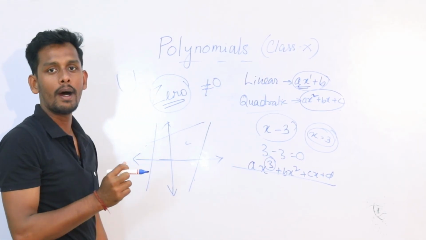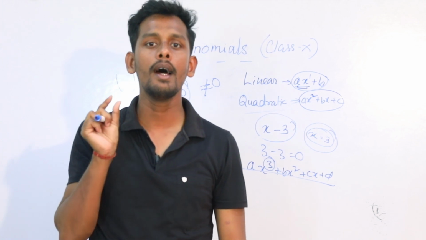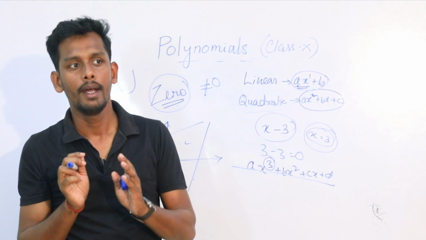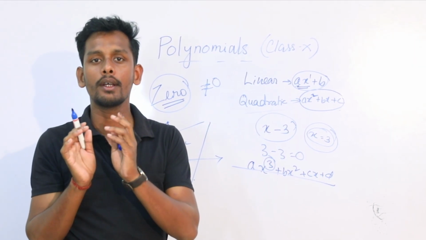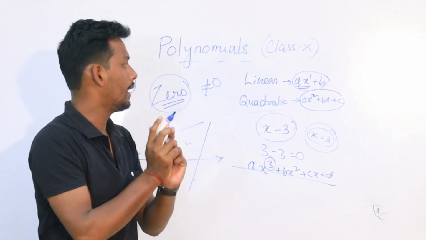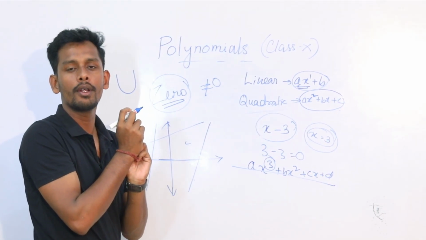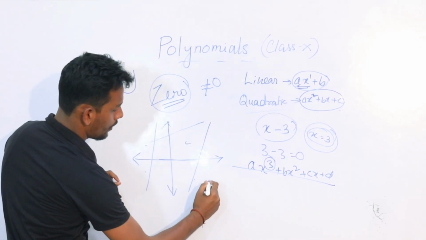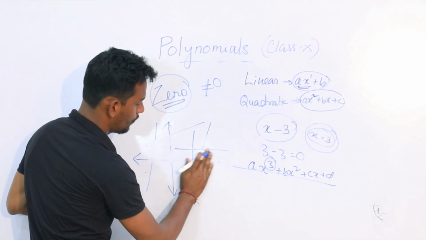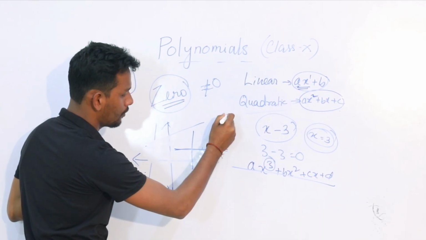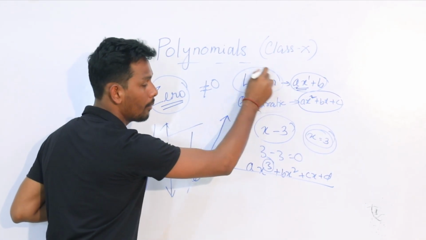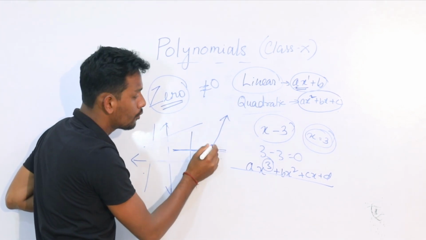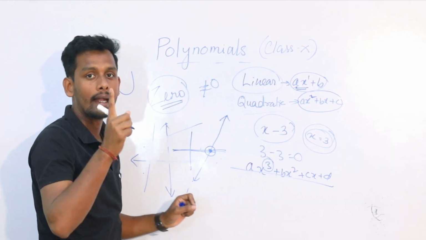Now, how can you find how many zeros are there in the given polynomial? The method is, if you draw the graph, the number of points at which the graph intersects the x-axis is the number of zeros. Suppose this is a graph. Clear? In this graph, suppose this represents a linear polynomial. This graph intersects the x-axis at only one point, so the polynomial will have only one zero.